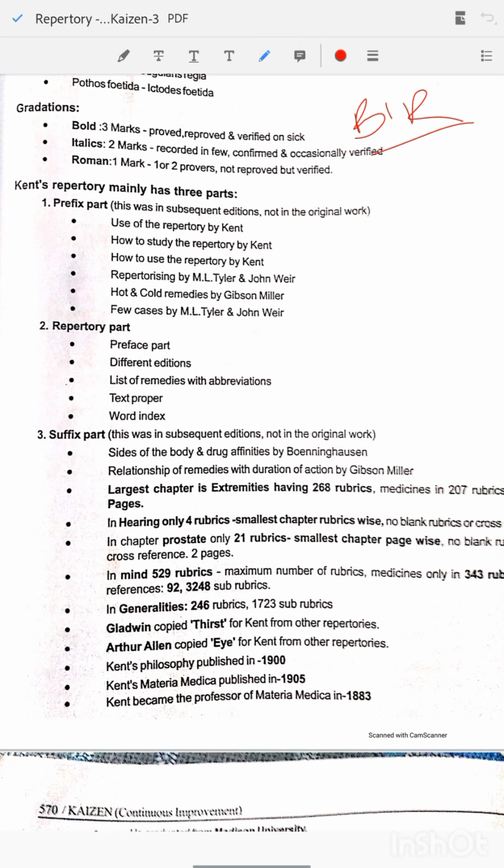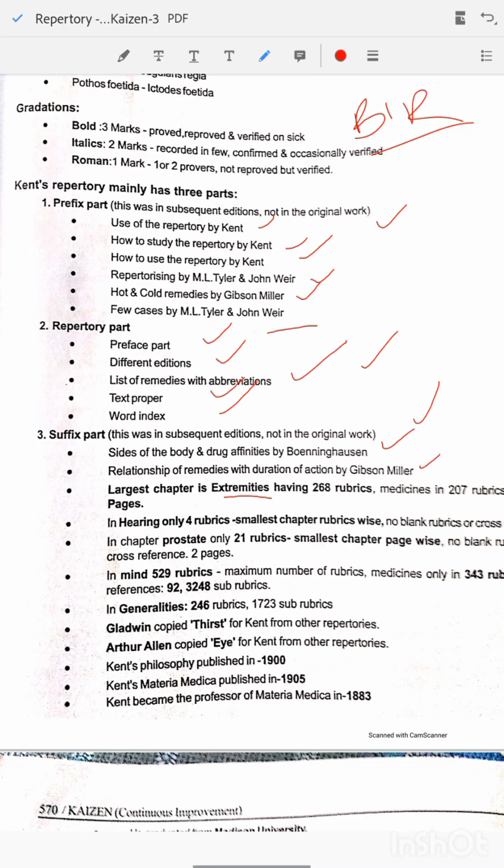In Kent Repertory we have 3 parts, mainly prefix, repertory part and suffix. In the prefix we have use of repertory by Kent, how to study repertory by Kent, how to use repertory by Kent, repertorization by M.L. Tyler and John Weir, hot and cold remedies by Gibson Miller and few cases. In repertory part we have prefix part, different edition, list of remedies with abbreviation, text proper and word index. In suffix part we have Sites of Body and Drug Affinities by Boenninghausen, Relationship of Remedy by Gibson Miller.